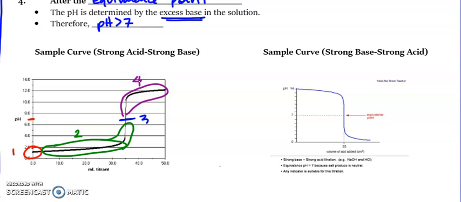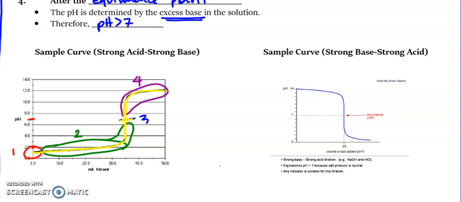So this is a sample curve. As you're adding base, you start here, you're acidic. As you add base, you get less acidic. Then you get to this point where all of a sudden, right here, you have equal amounts of acid and base, a pH of 7. And as you keep adding base, it's going to become more and more basic.